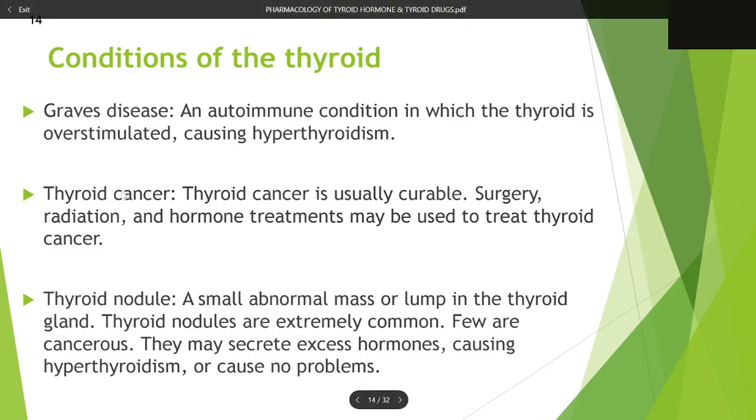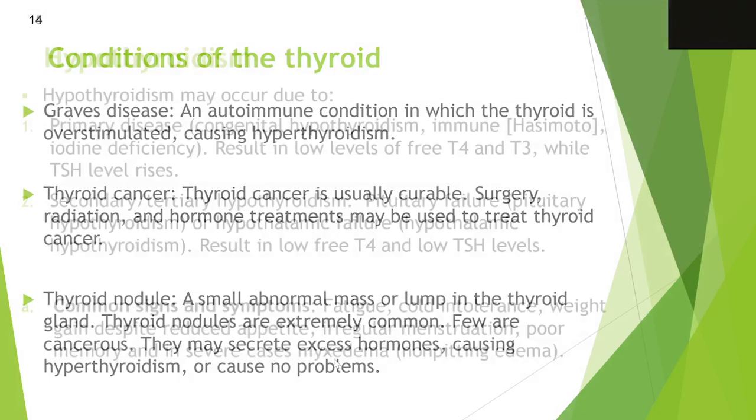Then we have thyroid cancer. Thyroid cancer is usually curable by either surgery or radiation, and hormone treatment may be used to treat thyroid cancer. Then we have thyroid nodule, which is a small abnormal mass or lump in the thyroid gland. Thyroid nodules are extremely common. Few are cancerous. They may secrete excess hormone, causing hyperthyroidism, or may cause no problem at all.